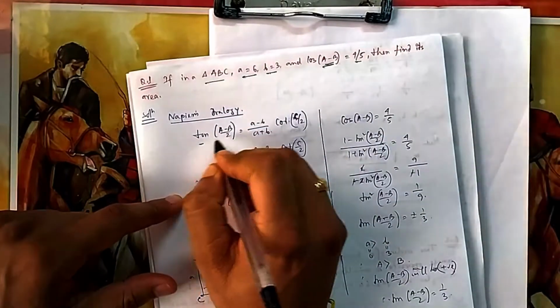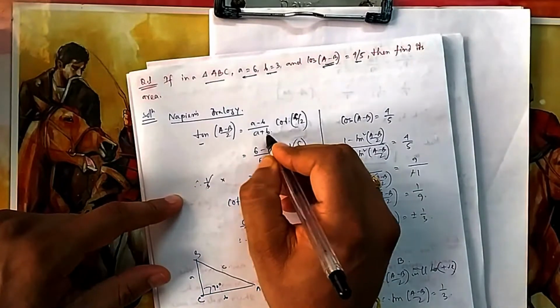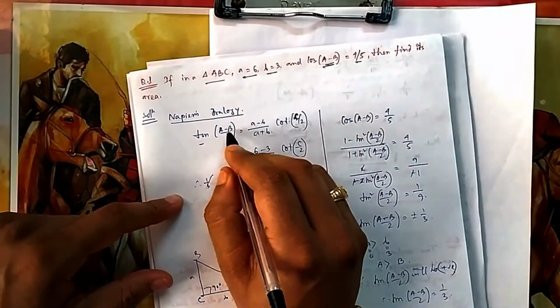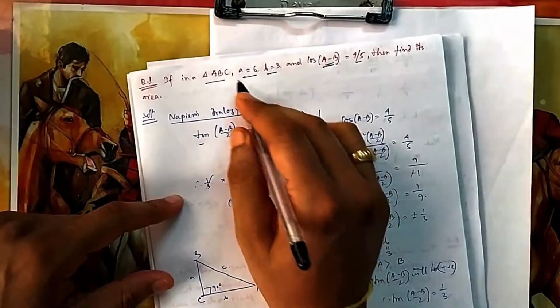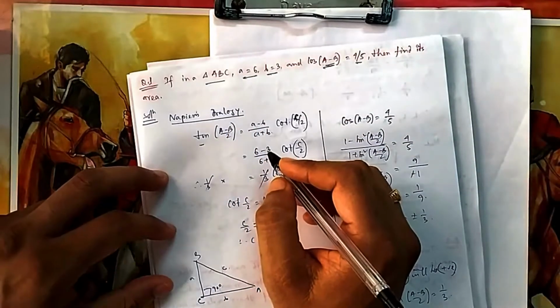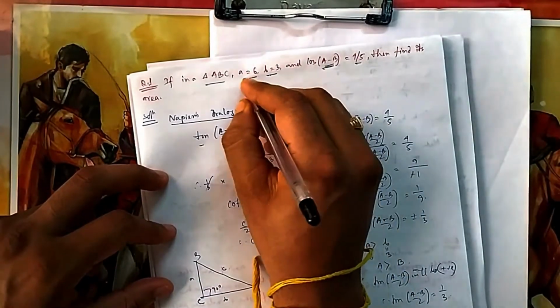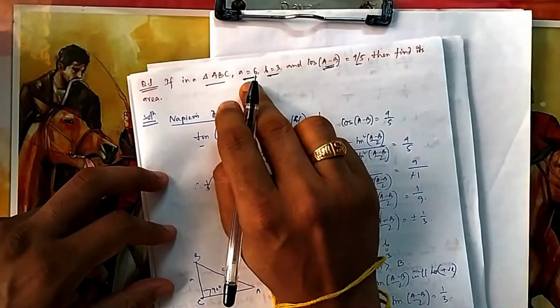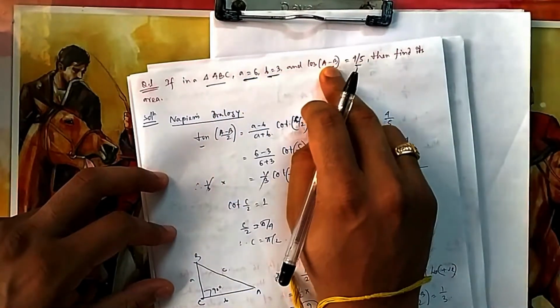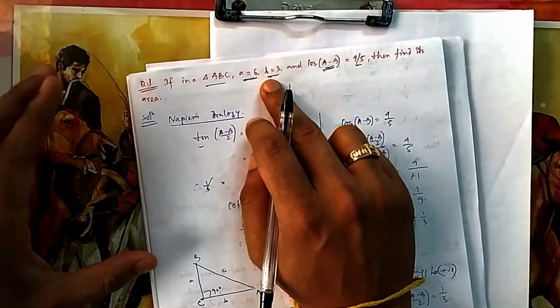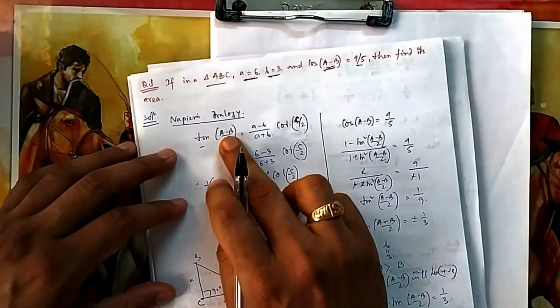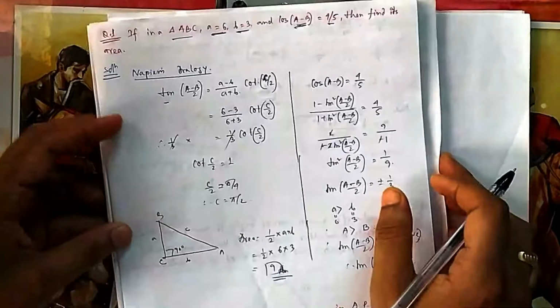If you see the tangent rule, tan((A minus B)/2) = ((a minus b)/(a plus b)) cot(C/2). See, A minus B is given to you, a is also given, b is also given to you. So whenever you see a, b and angle A minus B, you have to be very clear with this formula, which is the tangent rule: tan((A minus B)/2) = ((a minus b)/(a plus b)) cot(C/2).